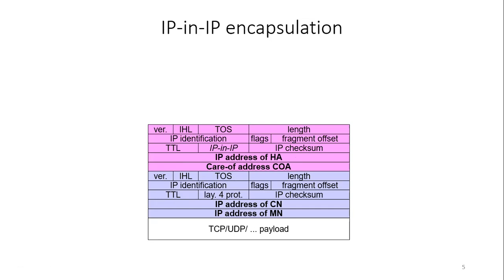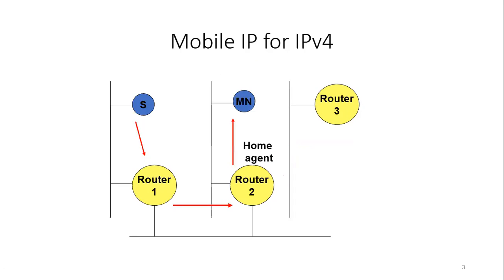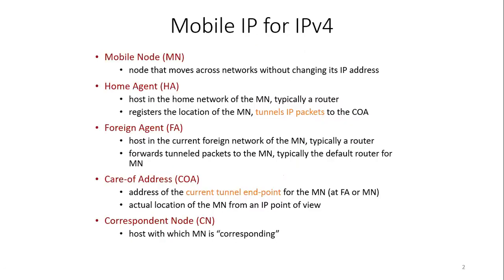Now note that there are different terms: HA, COA, CN, MN. What are they? By MN, I mean the user who is moving, the mobile node. Originally, when it first registered, some IP address was allocated by some router or network. This is called the home agent. That is like its home address. But as it is moving, it gets under the service of a different router or different network, and that we are calling the foreign agent.